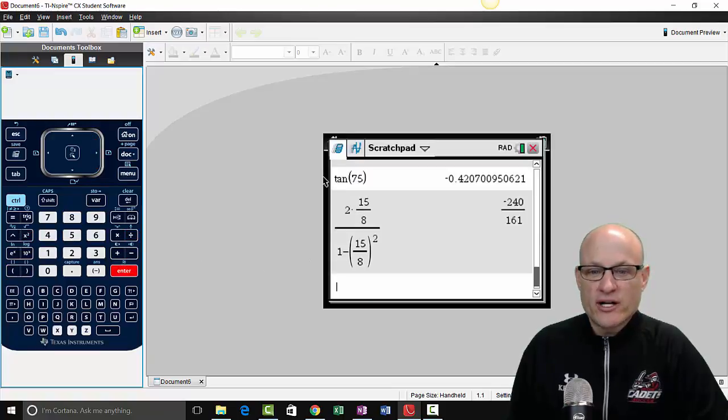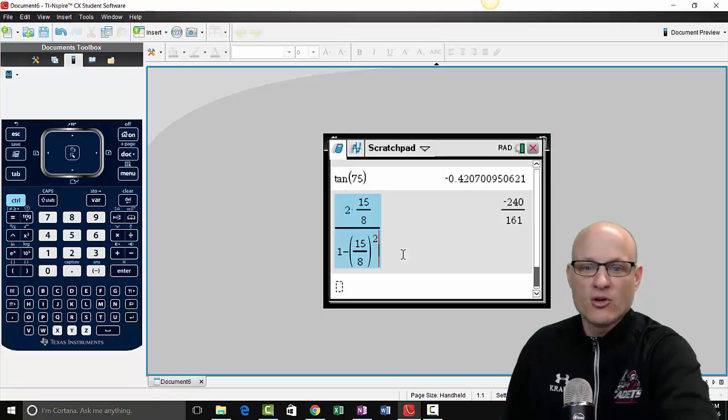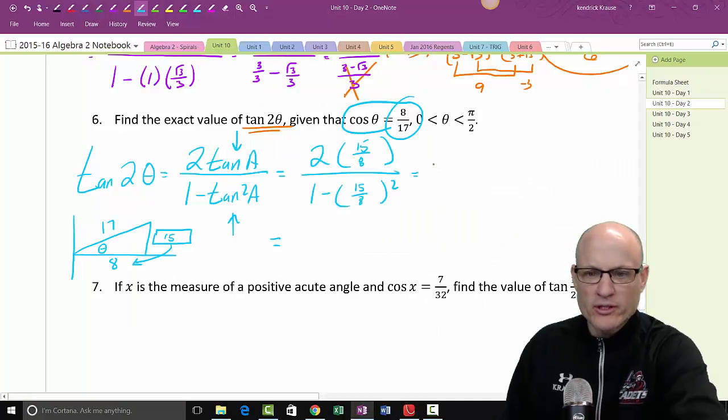Now, make sure when you're done it looks nice. Is that right? 2 times, oh yeah, 1 minus, yep. Negative 240 over 161. But make sure that this looks like what you wanted it to look like. What was it? Negative 240 over 161.